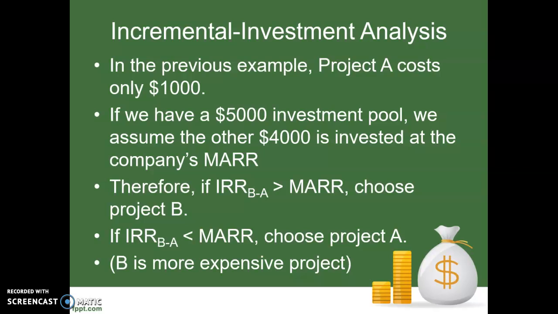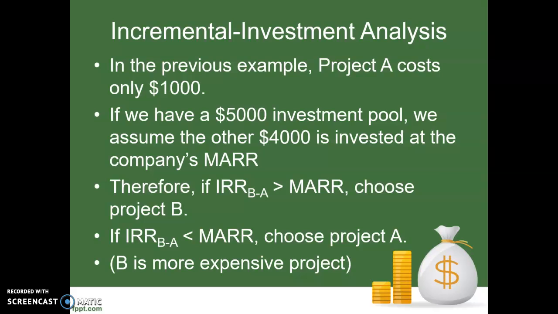So if the internal rate of return of B minus A is greater than our minimum attractive rate of return, we would choose project B. If the internal rate of return of B minus A is less than the minimum attractive rate of return, we would choose project A. And project A and B in this imaginary scenario, B is the more expensive option. So like in our previous example, it would be the $5,000 project. So let's take a look at an example that demonstrates this.